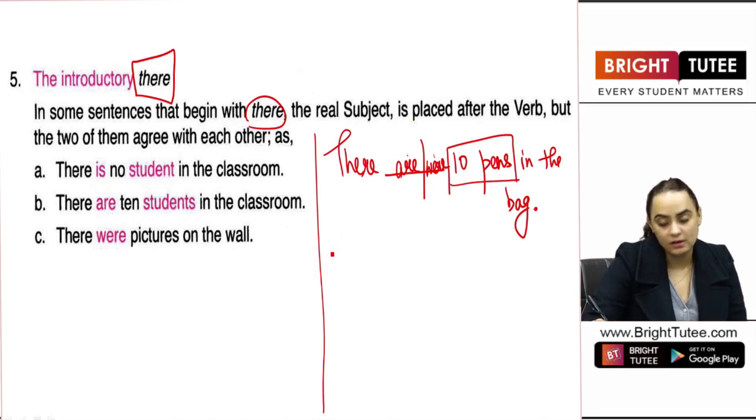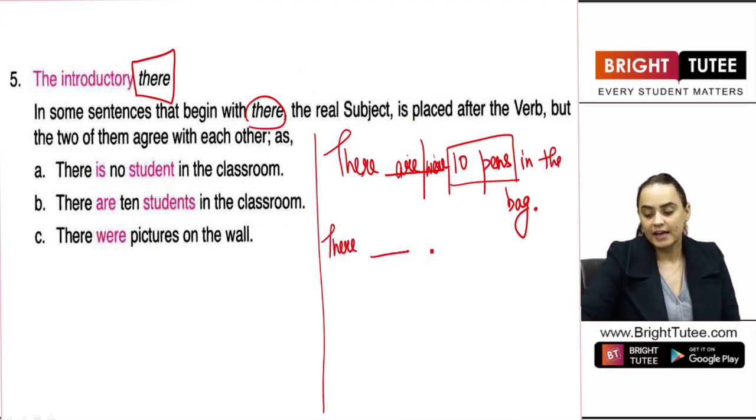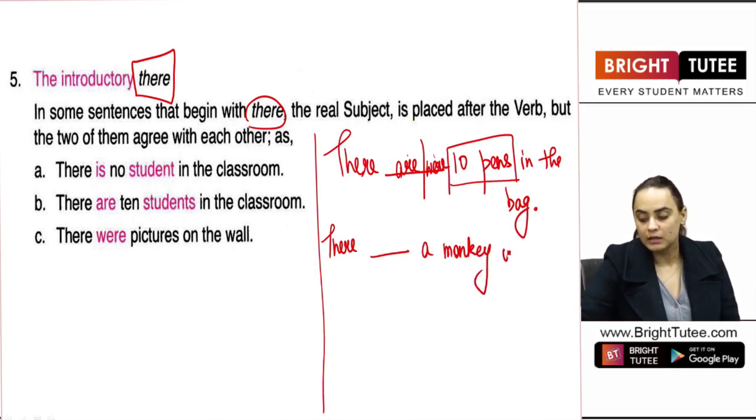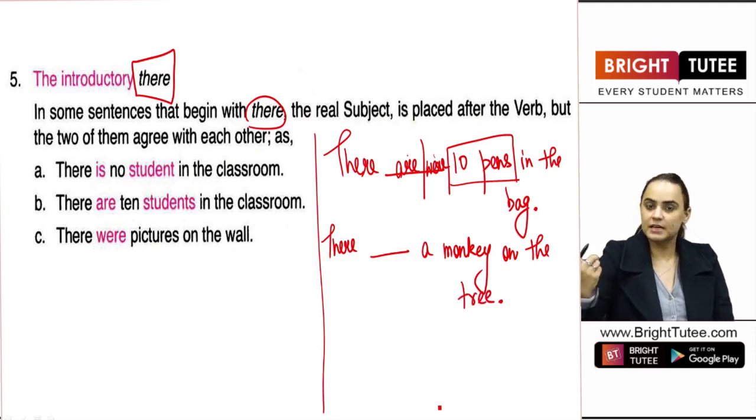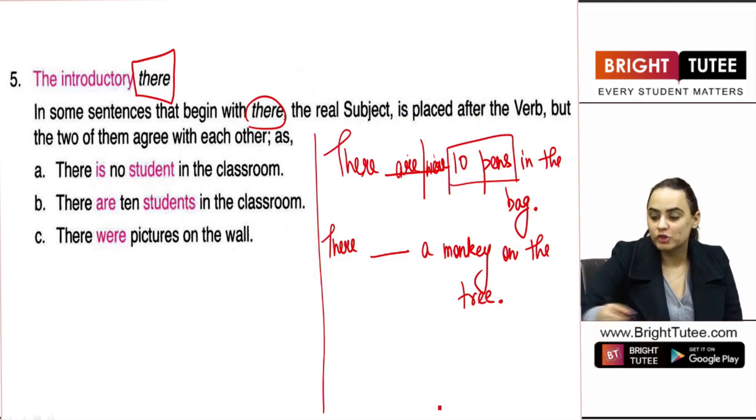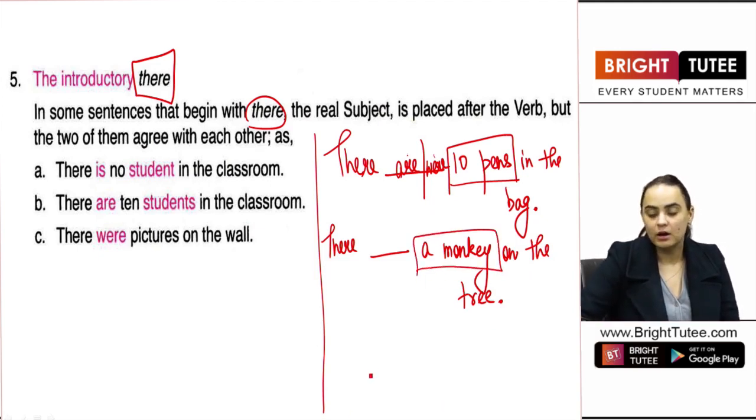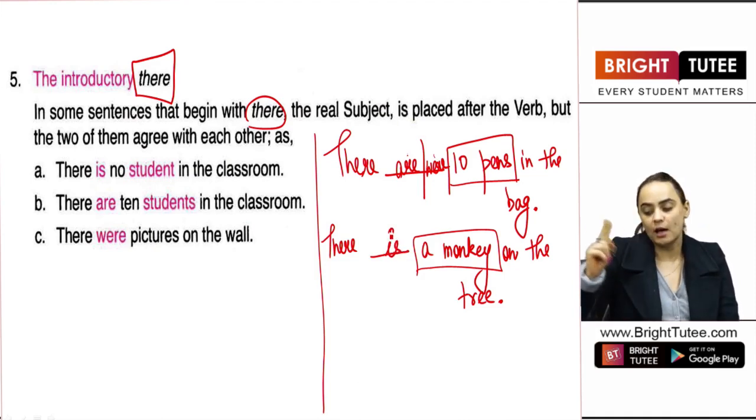Okay. Similarly, if I say, "There dash a monkey on the tree," right? Again, what is the subject in this sentence? A monkey, which is singular. Therefore, the verb that I will use is. There is a monkey on the tree.